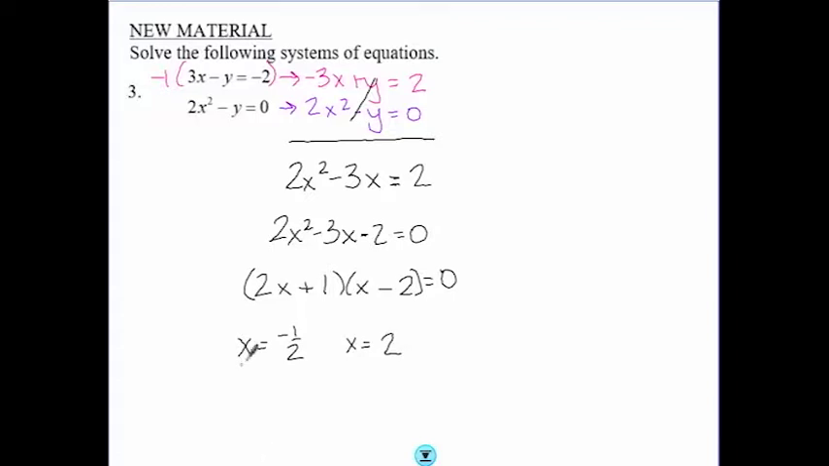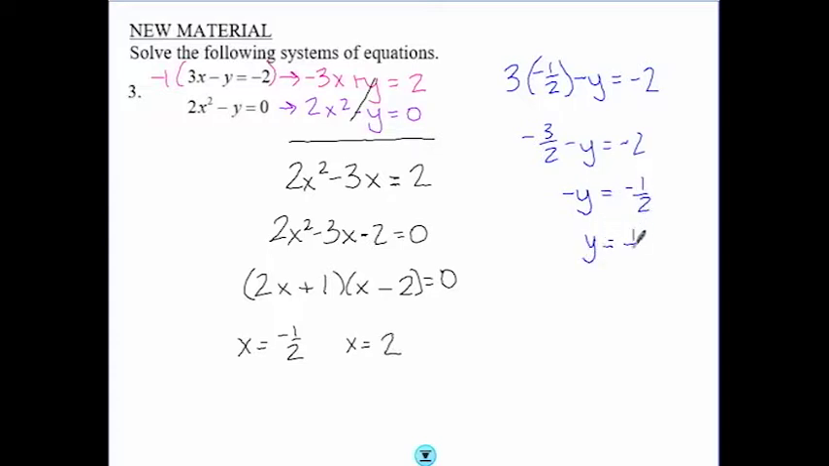Now, I still need to plug these x values back in to figure out what y is. You can plug them into either equation. I'm going to use the first one because I think that it's a little bit simpler, but you can use either one and you should get the same answer. So if I plug negative 1/2 in for x in the first equation, and then I solve, I end up with y equals 1/2. So that means that negative 1/2, 1/2 is one of my solutions.